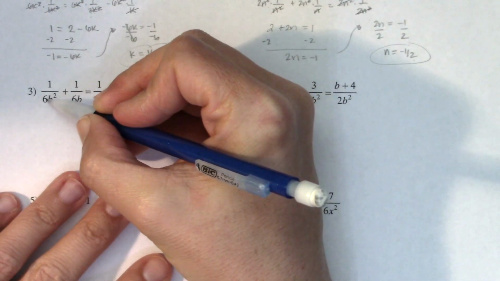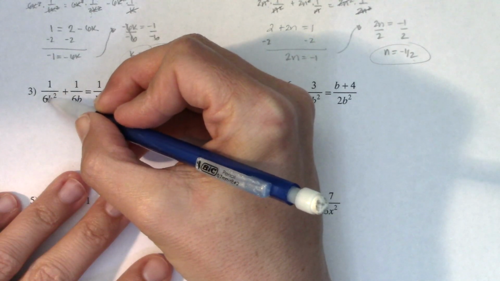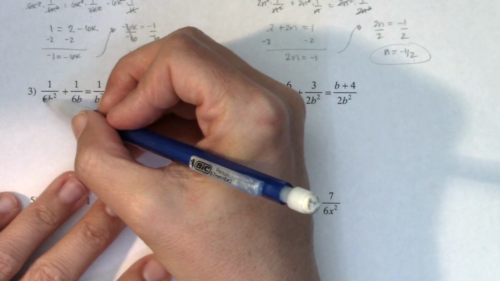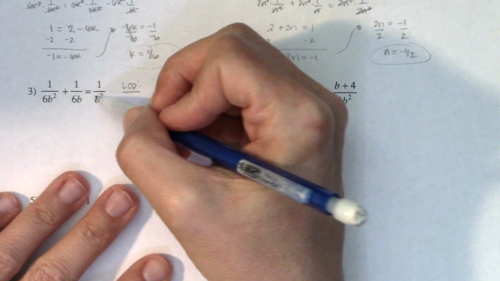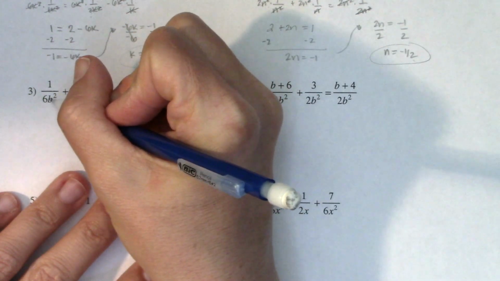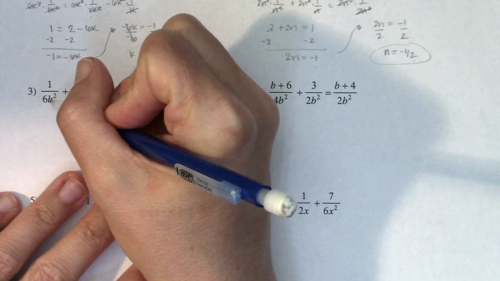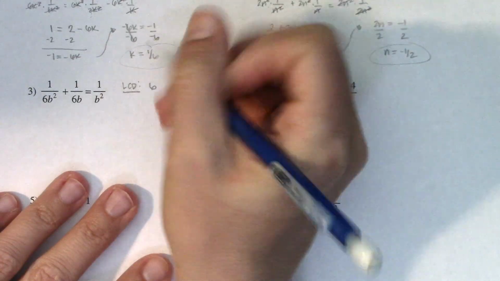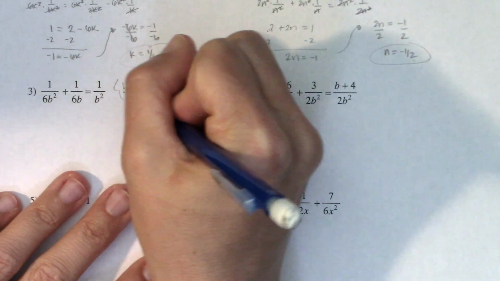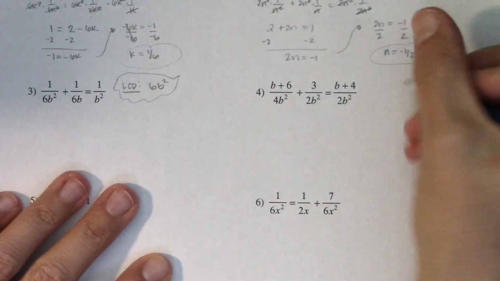So when I look at my denominators in number 3, 6b squared, 6b, and b squared, the coefficients I have are 6, 6, and 1. So that least common multiple would be 6. The powers of b, right? We have b squared, b squared. The highest exponent I see is a 2. So I'm going to put 6b squared for my LCD.